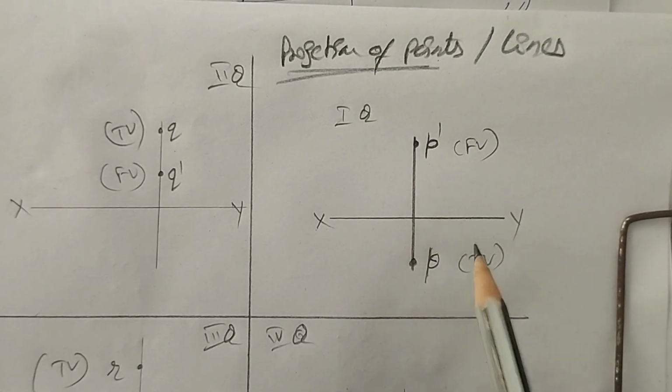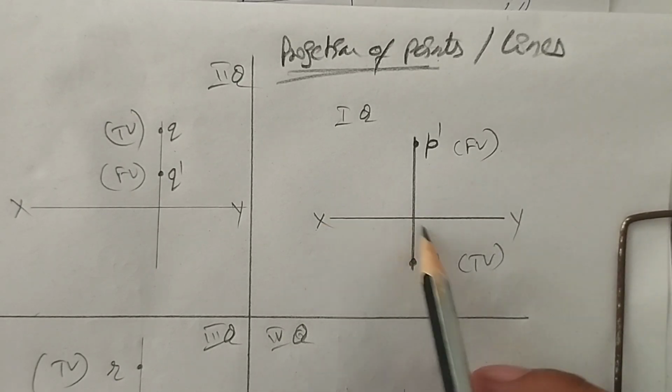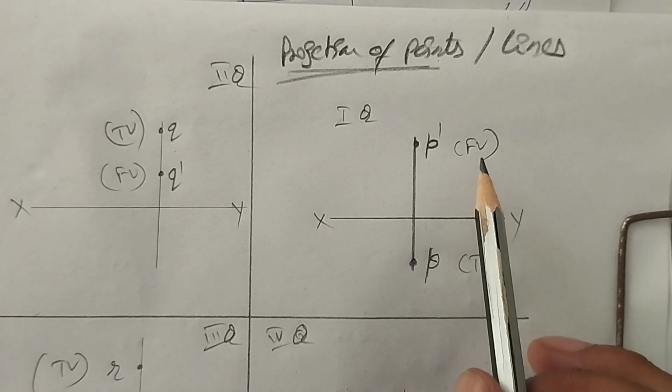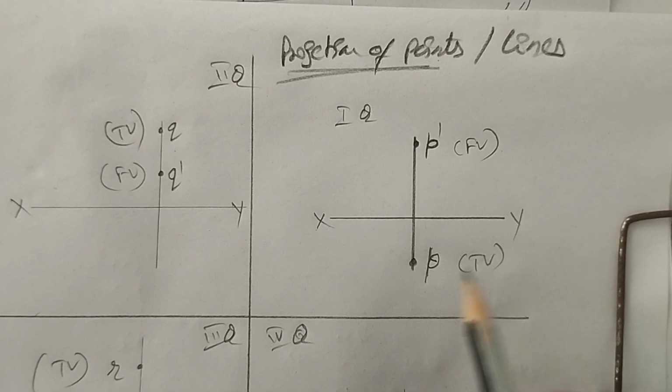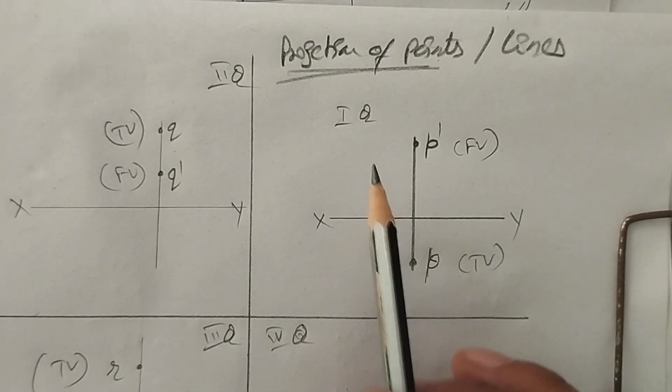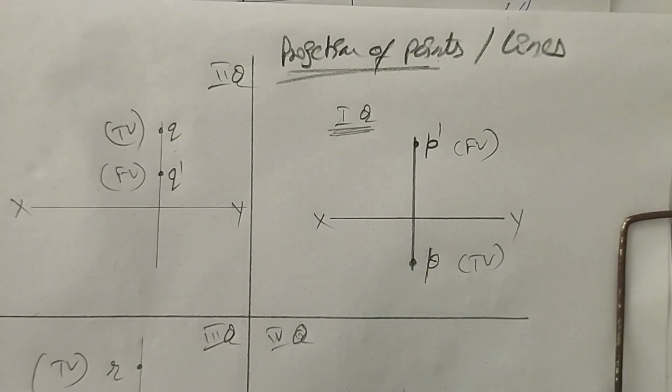So in the first quadrant, the front view is above the xy line, or above the reference line, and the top view is below the reference line. This is valid only in the first quadrant, right?